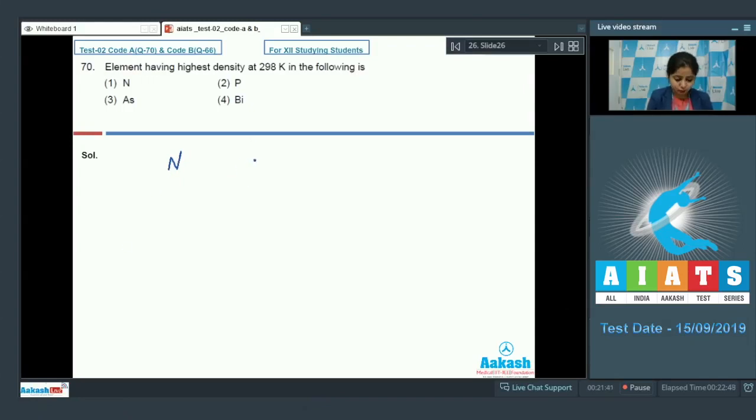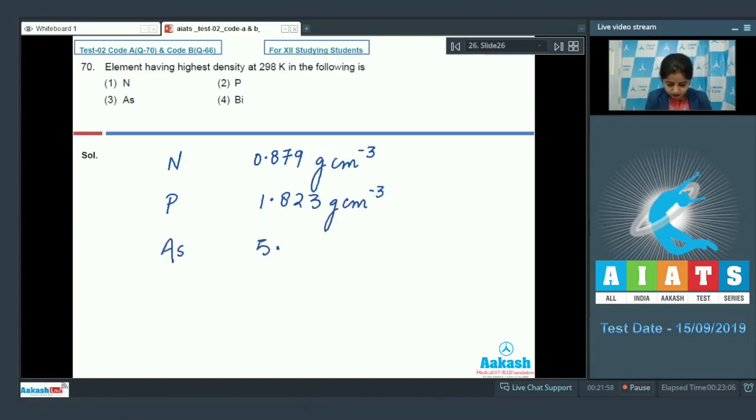Let's start with nitrogen, which has a density of 0.879 gram per centimeter cube. Next we have phosphorus, which has a density of 1.823 gram per centimeter cube. Next we have arsenic, which has a density of 5.778 gram per centimeter cube. Next we have bismuth, which has a density of 9.808 gram per centimeter cube.